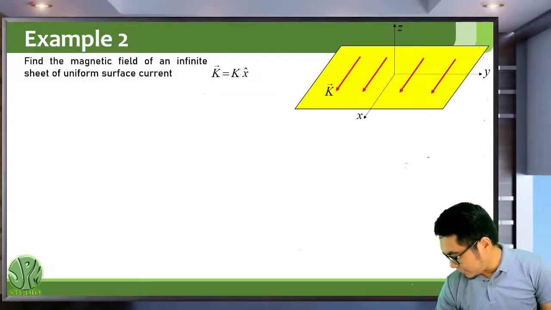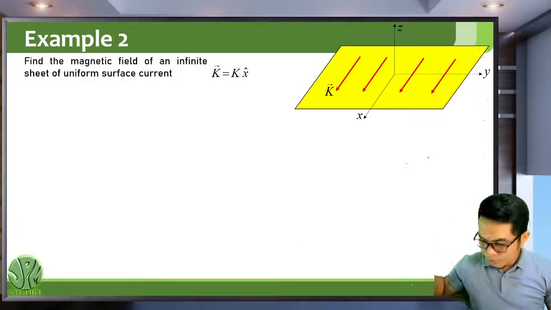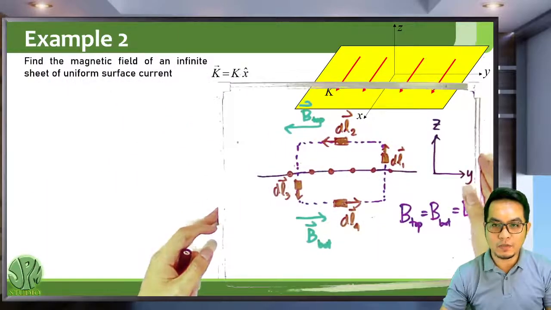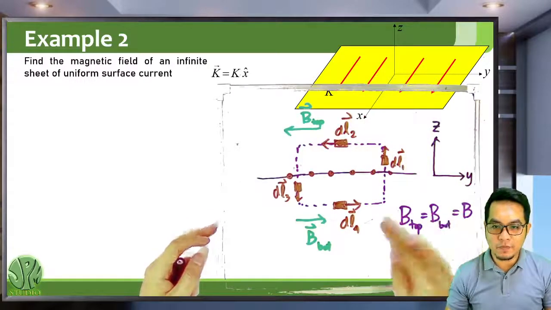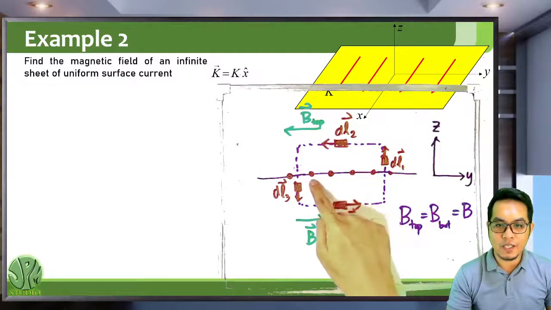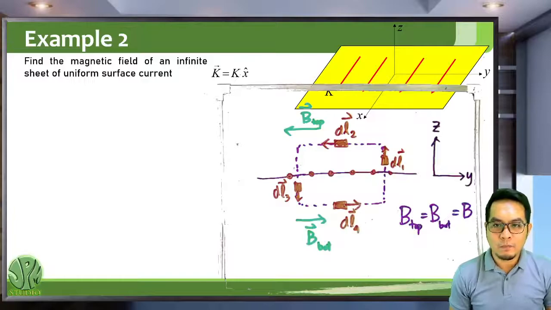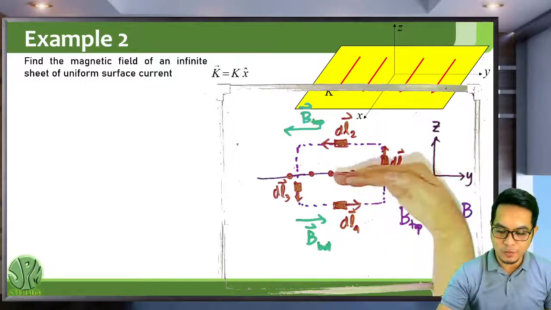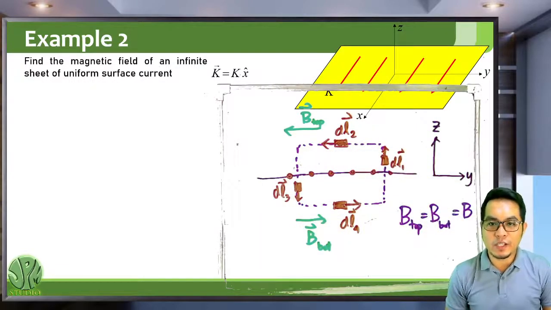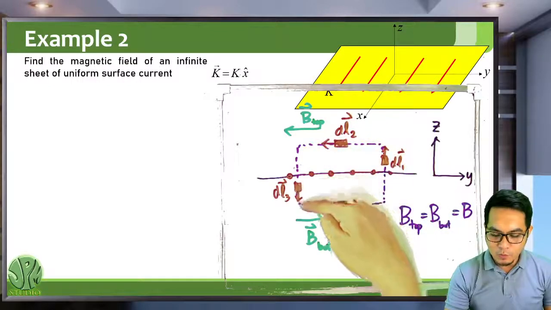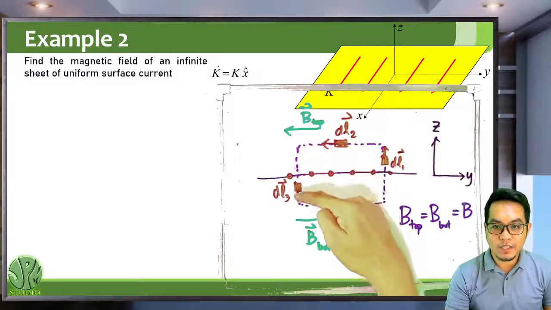In order to find the magnetic field of this, we need to make a side view of our problem. So let's look at it as a side view. This is now our sheet, and the dots that you see here are the surface currents moving out of the plane. So this is the positive x axis, this is the y axis, and this is the z axis. We are viewing the sheet from the side, such that the sheet will now look like a line. So we will make an Amperian loop enclosing the surface current.